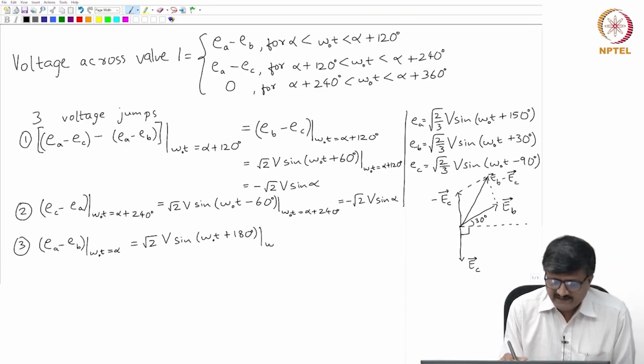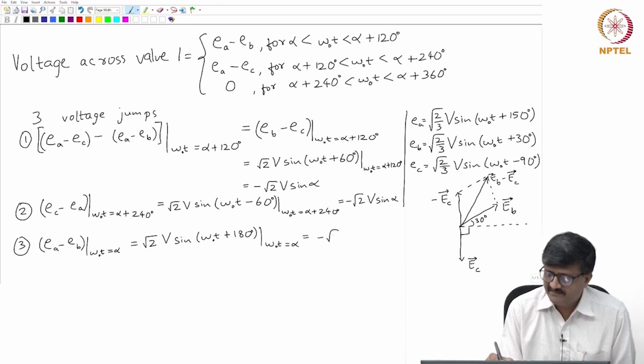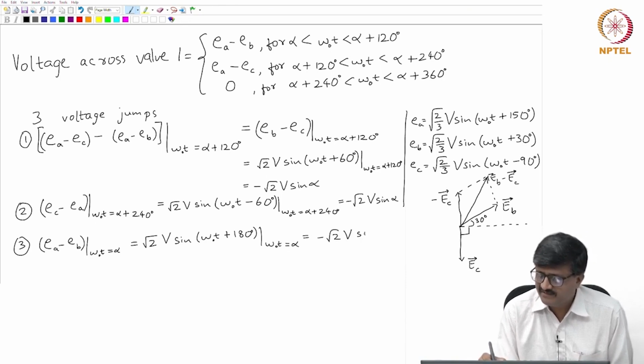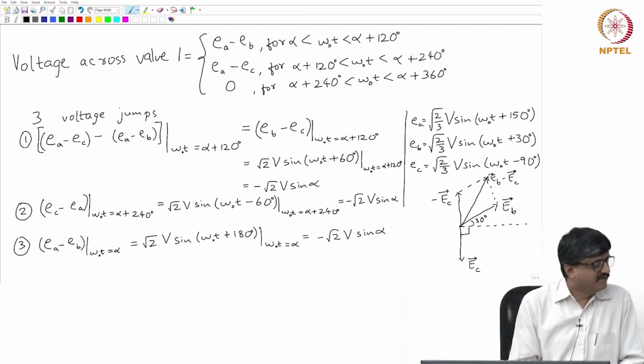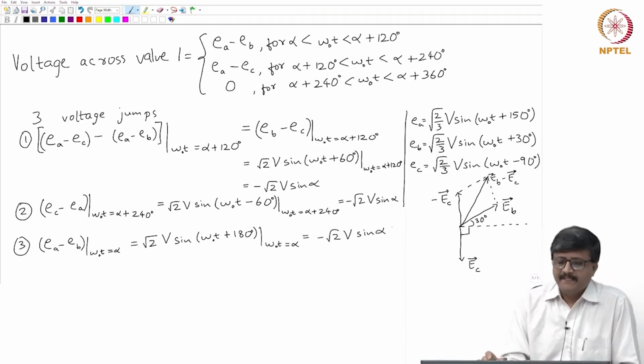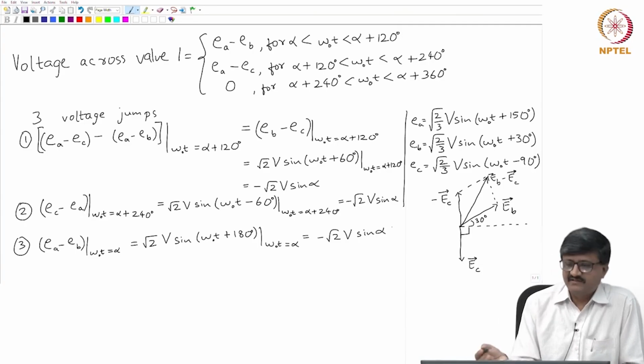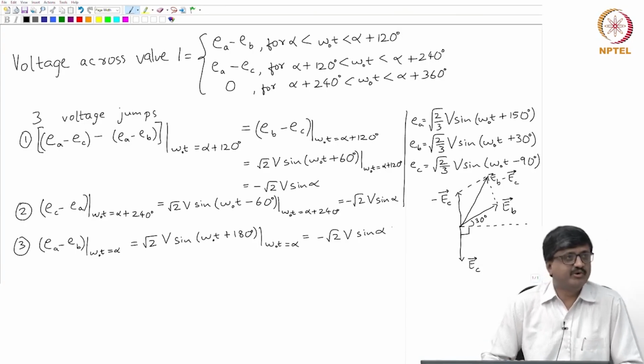So, this is evaluated at omega OT equal to alpha. Again I get the same expression for the voltage jump, minus root 2 V sin alpha. So, all the voltage jumps have the same magnitude, in this case minus root 2 V sin alpha. There are 3 voltage jumps.